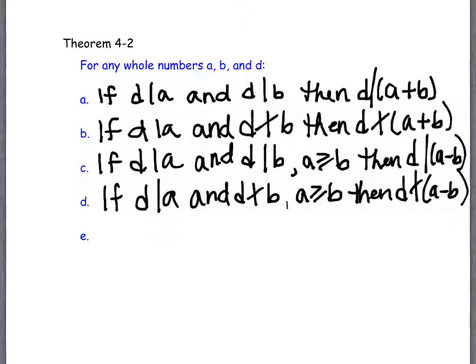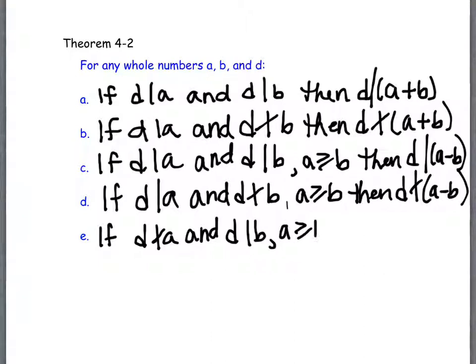Last one. If D does not divide A and D divides B, still again A greater than or equal to B, then D does not divide A minus B. And all this is doing from part D is simply saying it really doesn't matter which piece of it fails to divide, it's still not going to divide the final result. So it could have been done in either order.